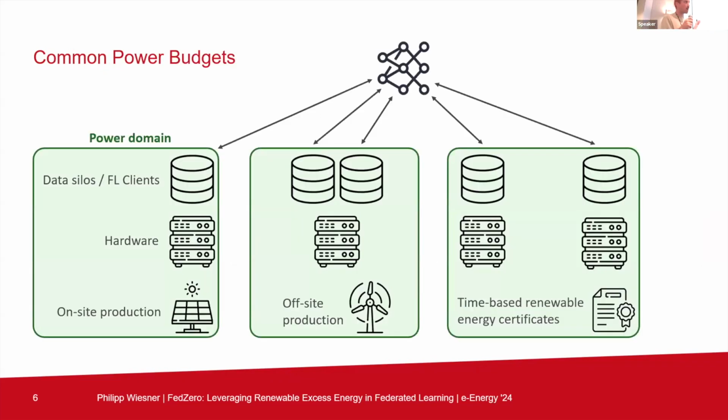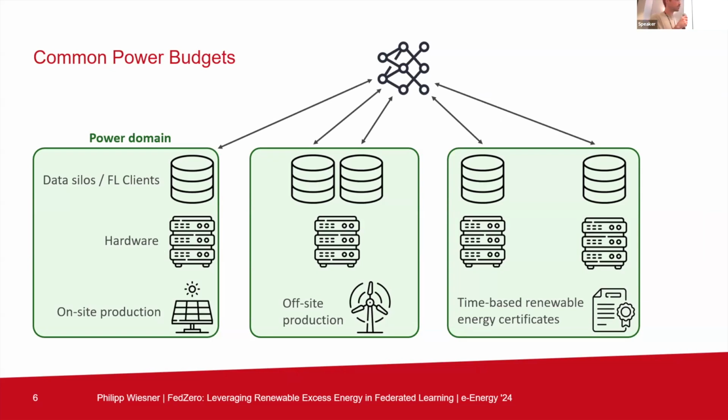Now, again, back to these power domains and the common power budget. I just wanted to explain this one more time. In cross-silo federated learning, we can have multiple clients located at the same physical infrastructure. So they may run in their virtualized, encapsulated environment, and they do not want to share data, but they still might run on the same infrastructure that is maybe powered by some on-site or off-site power source directly, or as well could be executed over maybe future time-based renewable energy certificates, which could also span across multiple data centers.